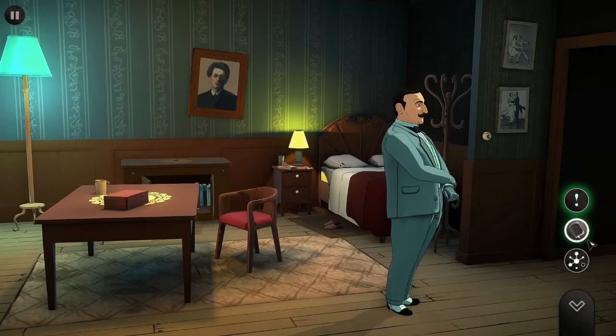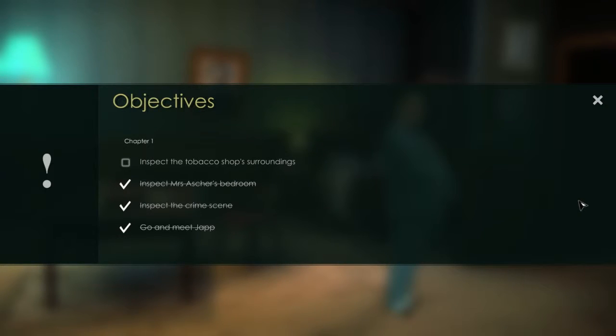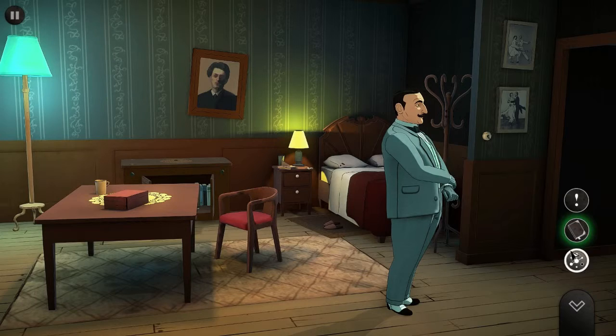Let's take a look here. Inspect the tobacco shop surrounding. That is what we have to do next.